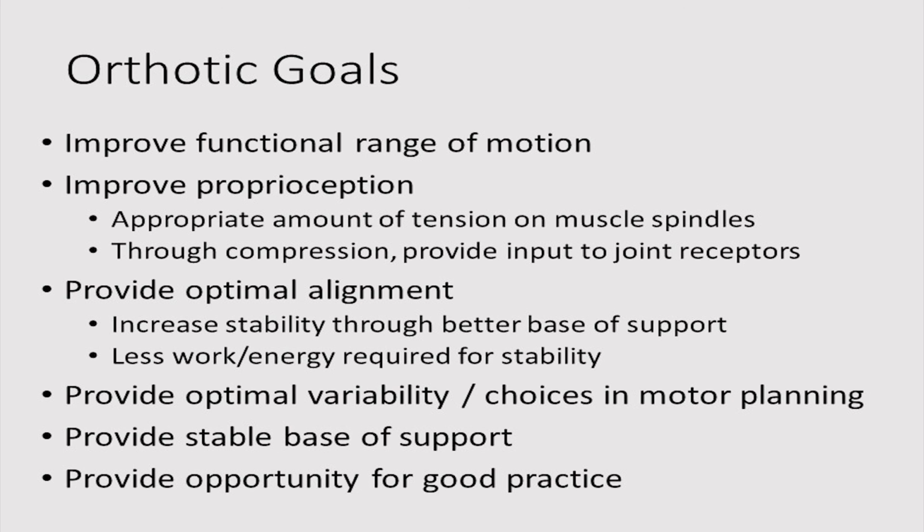So we want to improve functional range of motion, improve proprioception, and that happens through compression, providing input to joint receptors, and providing optimal alignment, whether that's correcting pronation or supination, within a healthy range of motion. Provide optimal variability in choices of motor planning. Whether that is introducing variability in their motor planning or reducing the amount of variability that we're seeing, we need to determine what that optimal variability is. We need to provide a stable base of support and opportunity for good practice.